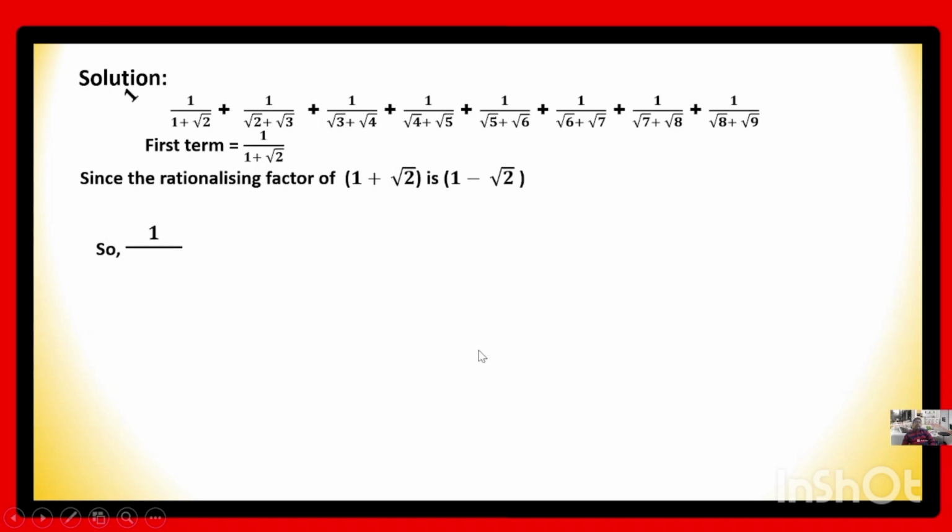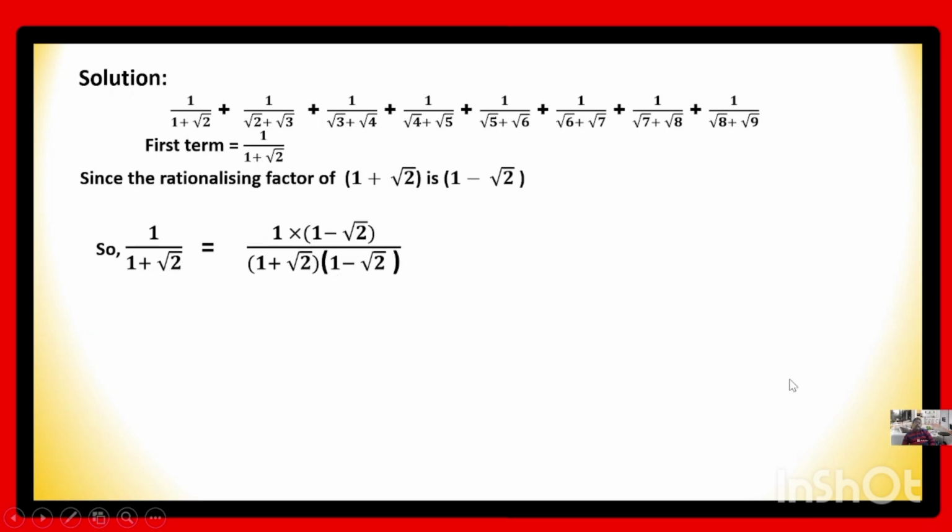Let's see. 1 upon 1 plus root 2 is equal to 1 into (1 minus root 2) divided by (1 plus root 2) into (1 minus root 2). The rationalizing factor of 1 plus root 2 is 1 minus root 2. Here we are multiplying 1 minus root 2 in the numerator as well as in the denominator. And you see the denominator: 1 plus root 2 and 1 minus root 2.